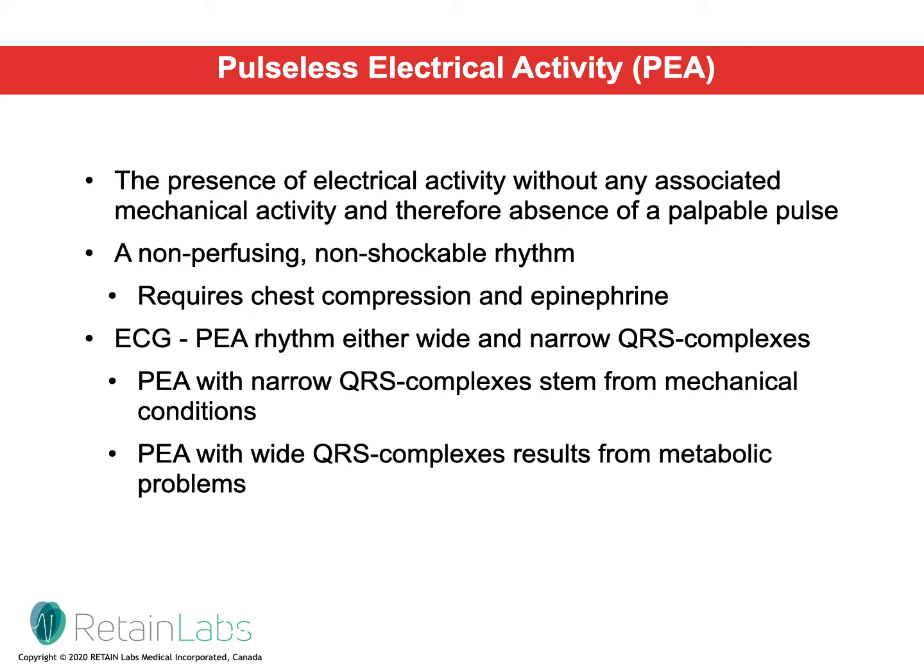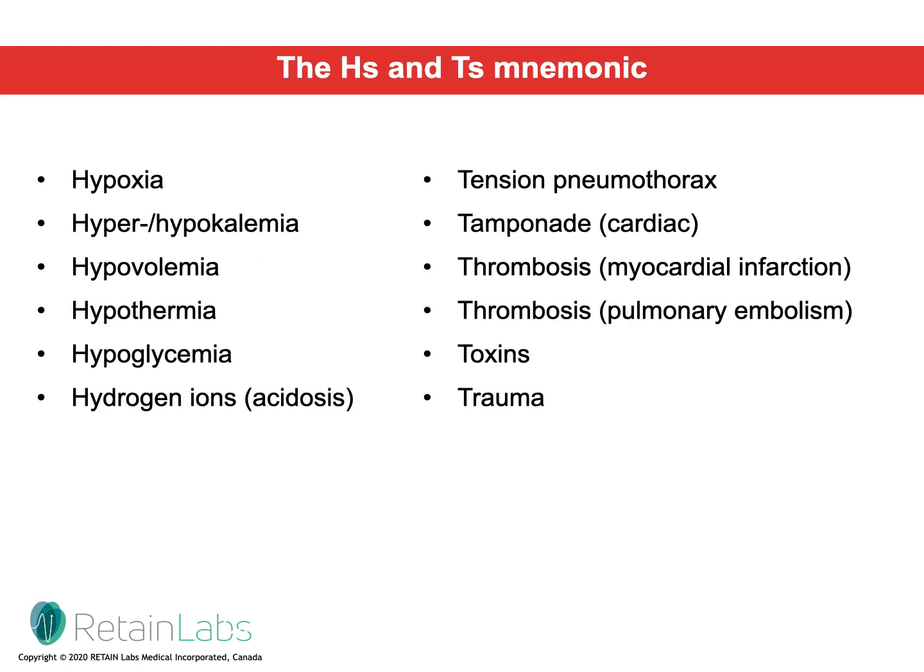The ECG during pulseless electrical activity could be either a wide or narrow QRS complex rhythm. PEA with narrow QRS complexes stems from mechanical conditions, while PEA with wide QRS complexes results from metabolic problems. These are the H's and T's which could be associated with pulseless electrical activity.